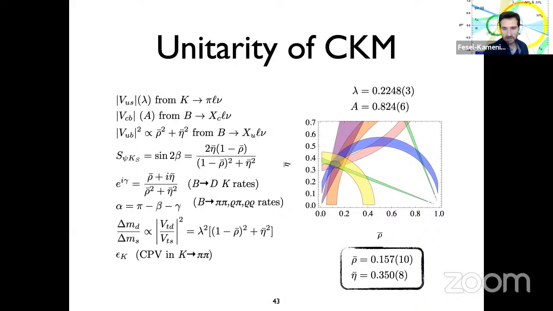And one can then use the combination of these measurements to finally determine a global average of the remaining two parameters of the CKM, namely rho bar and eta bar, which are currently determined to a precision which is maybe around 10% already, or even better than 10%.